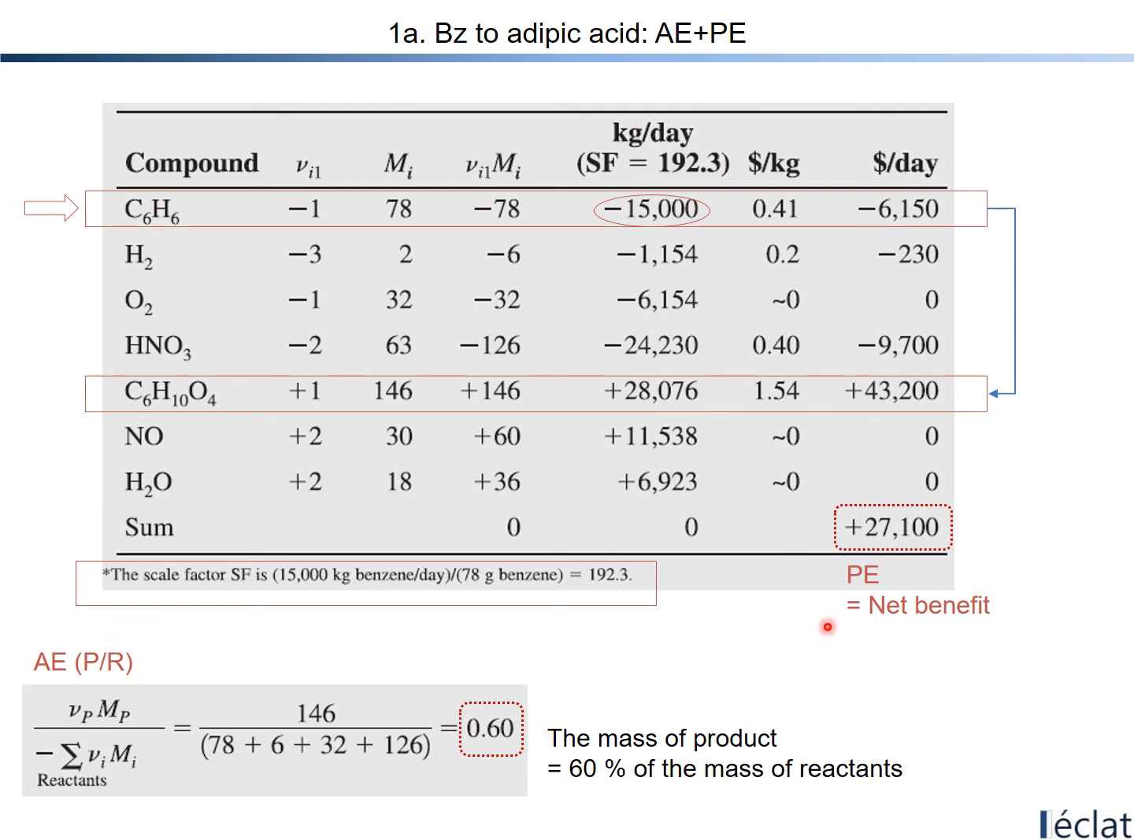How about process economy? Then here is the cost. Oxygen is 0 because we use the air, and then nitric acid like that. So those four things are cost, and this is the earning. So the net summation of money is a little bit less than $30,000 per day earning. So in terms of process economy, we could obtain net benefit. We can get the money. So this is the adipic acid process, which was our first choice.